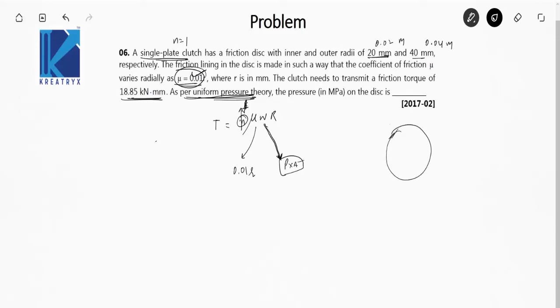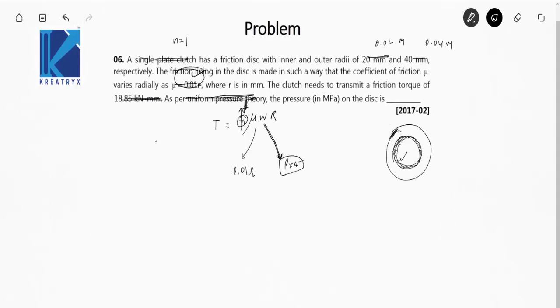See, this is the single plate clutch. At a distance r, this thickness is dr. So the area that will be exposed to this load will be equal to 2 pi r dr. This load will be equal to pressure into 2 pi r dr, and this r is again varying.